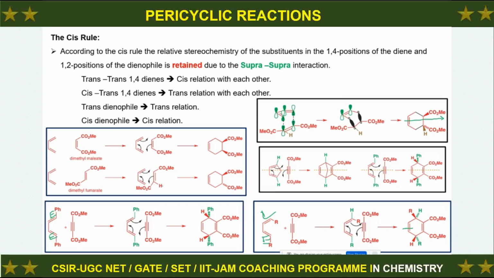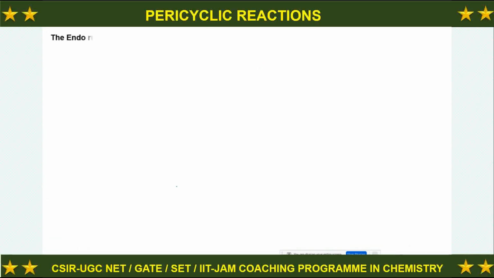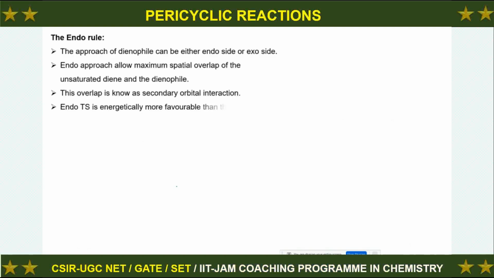This is a cis rule. The main one word is stereochemistry should be retained. There is no change in the stereochemistry because of the suprafacial interactions between the dienophile and the diene. Okay. Now the endo rule.